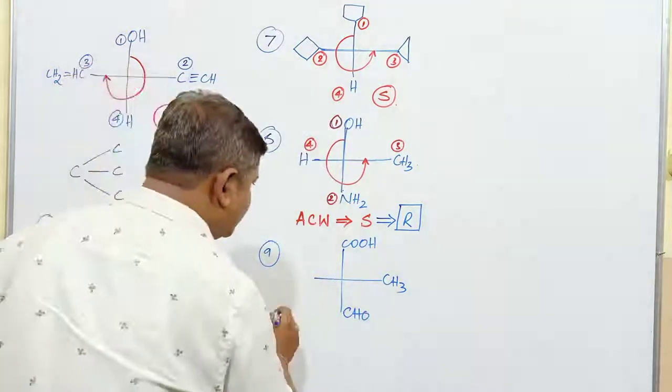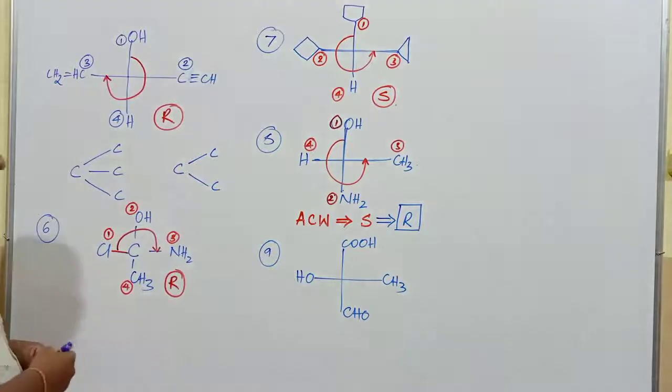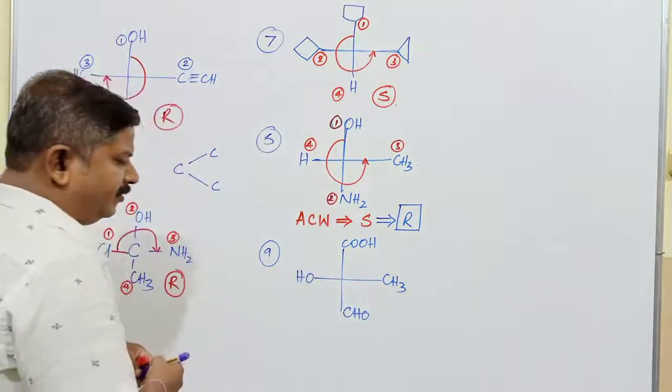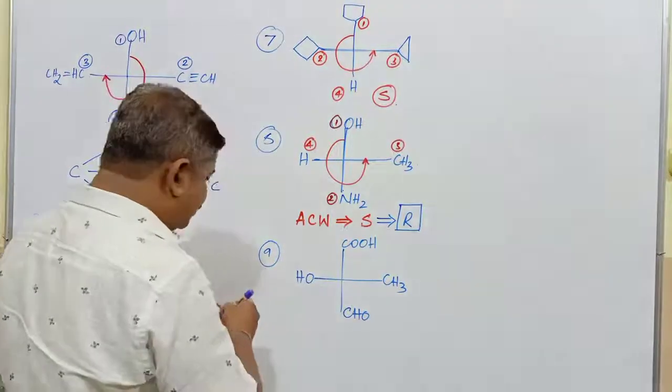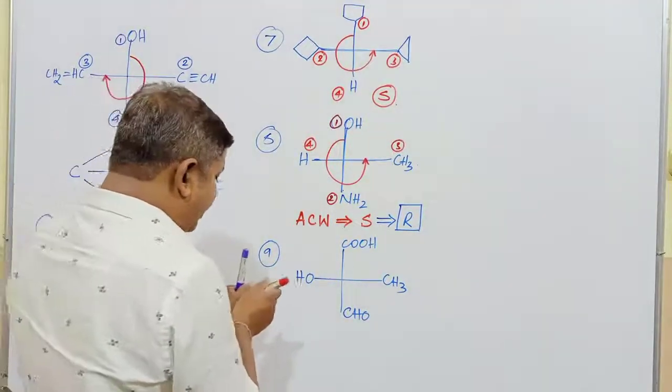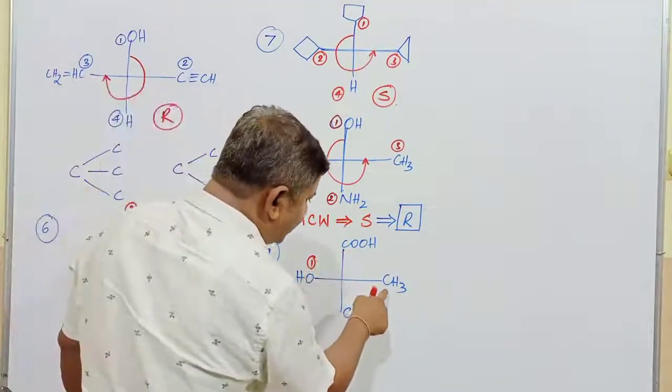CHO, and this group is referred to as OH. Now this is another molecule. First you fix the priority order. Here oxygen, carbon, carbon and carbon. Oxygen means naturally this one is going to be carrying highest priority. This is going to be remembered as 1. Here also carbon, here also carbon, here also carbon.